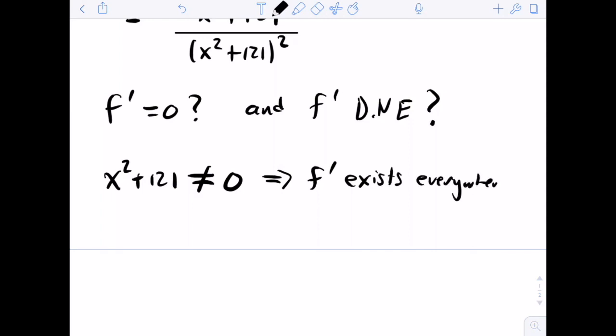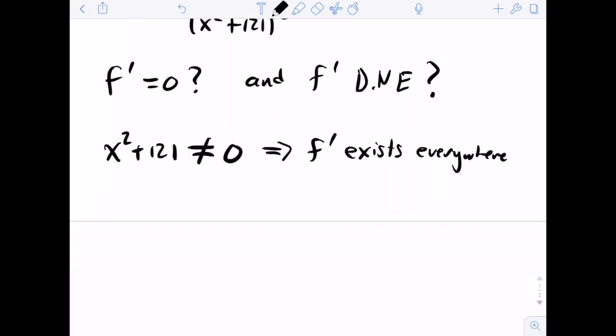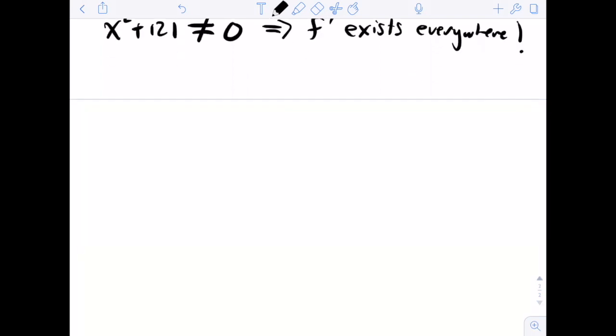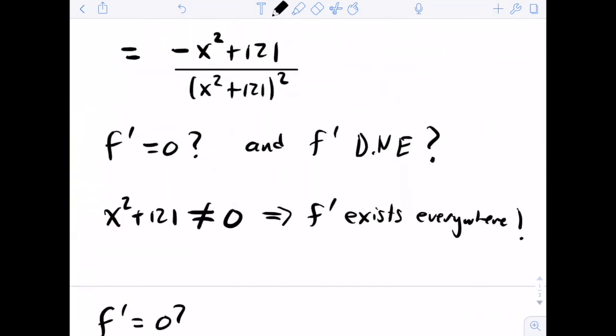You don't have to go into too much detail with that. Just note that the bottom's never 0, so we're okay. Okay, so f prime exists everywhere, so we're good. Okay, so next, where is f prime equal to 0 then? Because remember, critical numbers are the x values where the derivative is 0 or where it doesn't exist.